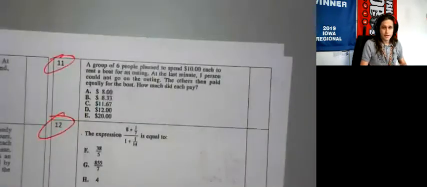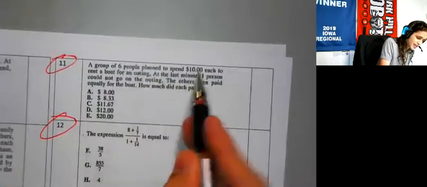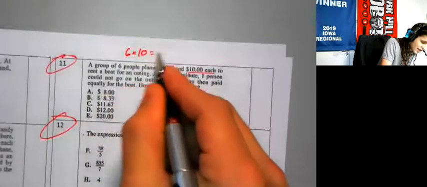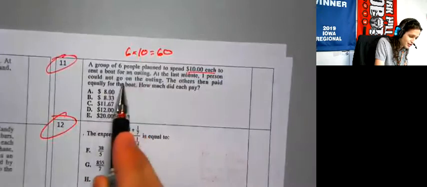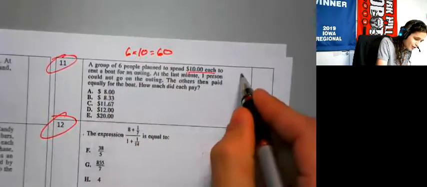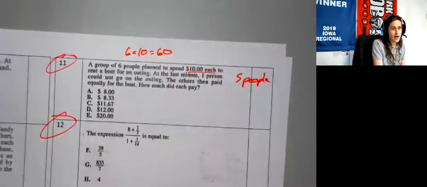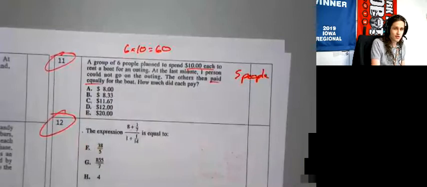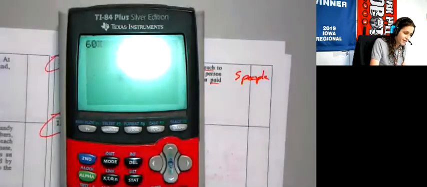Keep going. Do you know how to find an average? A group of 6 people planned on spending $10 each to rent a boat. Okay, so 6 times 10. Okay, they were going to spend $60. Great. At the last minute, one person could not go on the outing. Oh no, only 5 people now. The others then paid equally for the boat. Well, they paid $60 total, and 5 of them went.